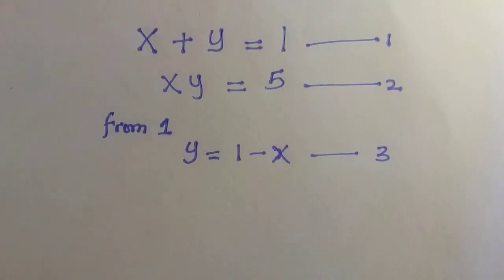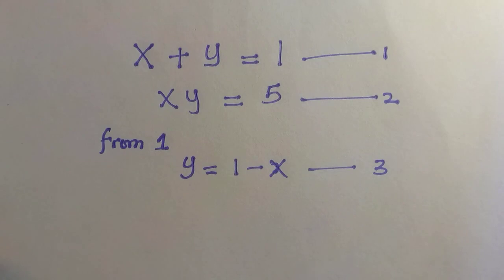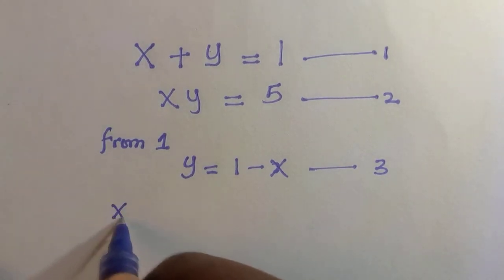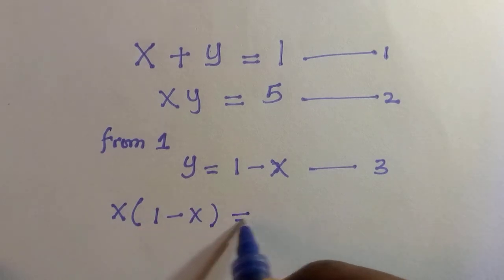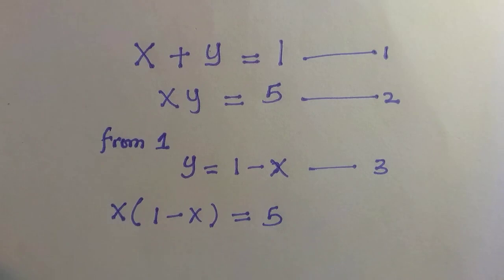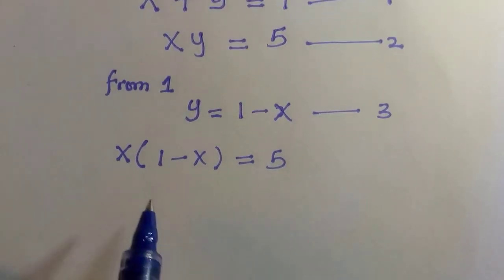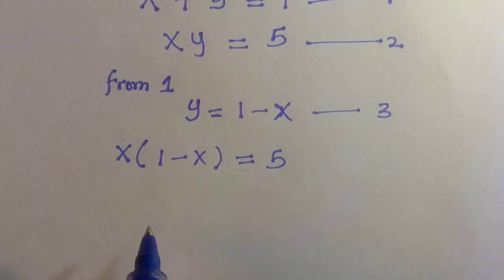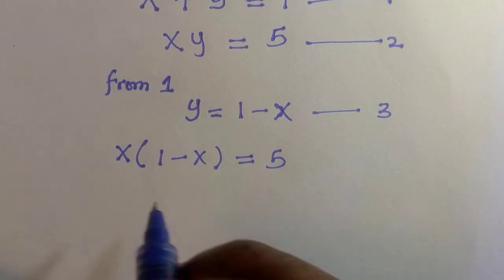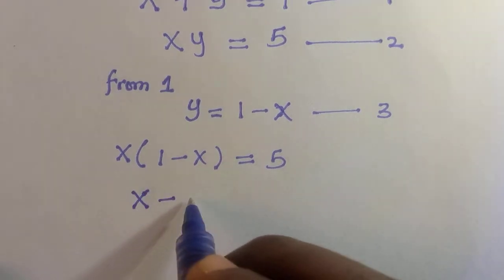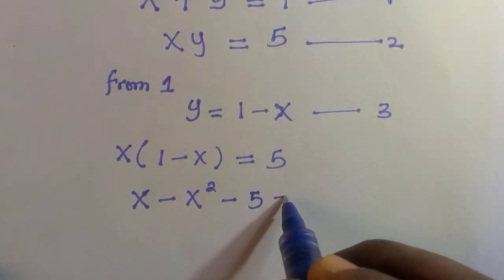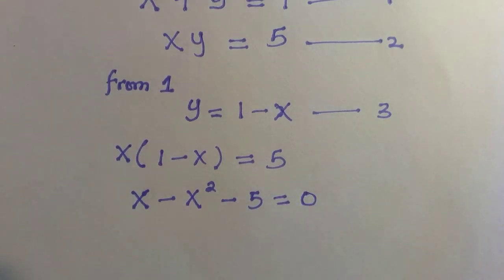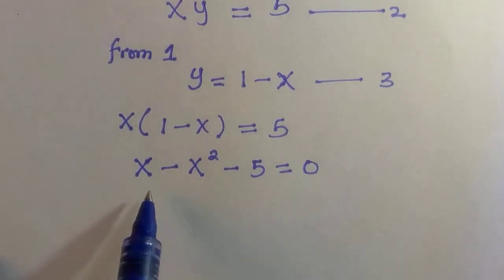Then we are going to substitute equation 3 into equation 2, since we derived equation 3 from 1. So we cannot substitute back into it again unless we substitute into our equation 2. That is, anywhere we see y, we replace it with 1 minus x. By applying the parentheses, we have x minus x squared. Then we take 5 to the left hand side and it changes to negative, and everything equals 0.